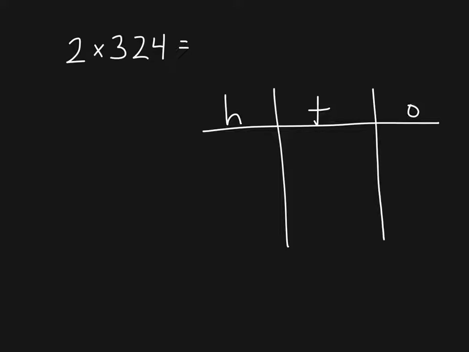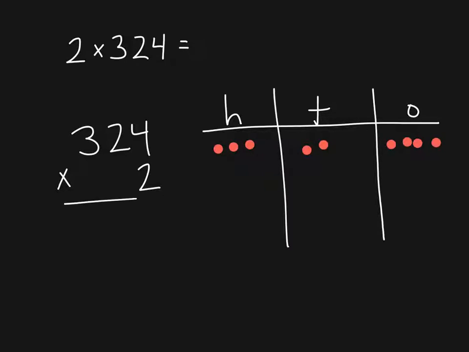So our first problem is 2 times 324, and I can read this as 2 equal groups of 324. So I'm going to start by modeling this large number in my place value chart. So I'm starting with 3 hundreds, 2 tens, 4 ones. That is my 324. And I'm going to rewrite this problem vertically. 324 times 2.